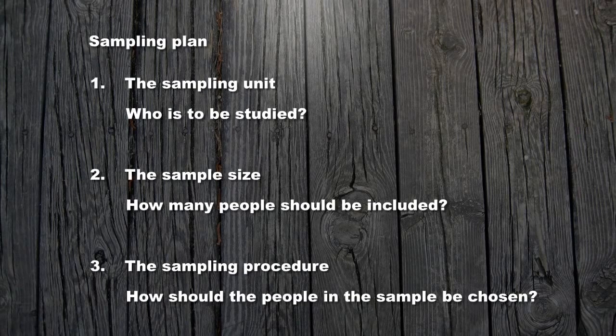Hey! If we want to conduct a marketing research by using primary data, we should decide the sampling plan, right? Yes, sampling plan requires 3 decisions. Firstly, the sampling unit, who is to be studied. Secondly, the sample size, how many people should be included. Thirdly, the sampling procedure, how should the people in the sample be chosen.